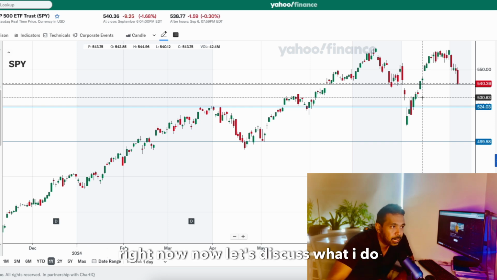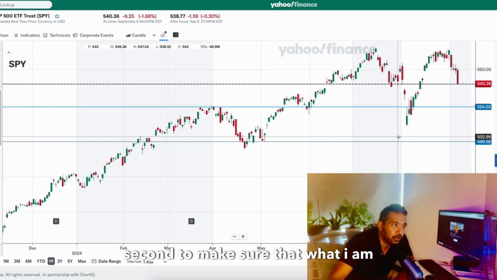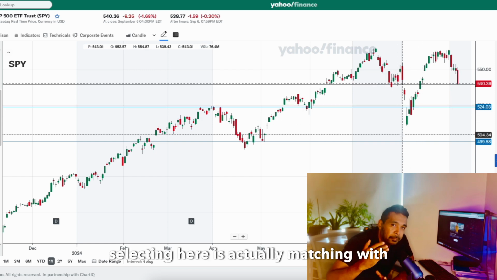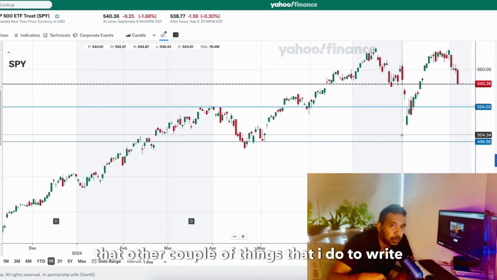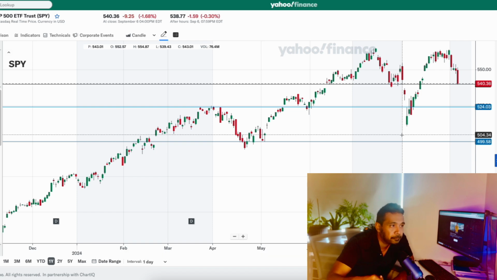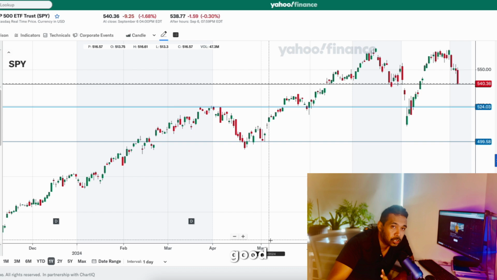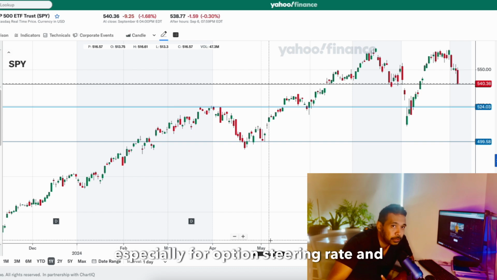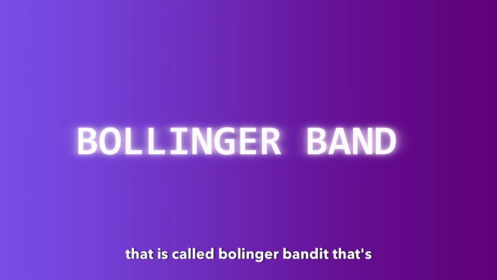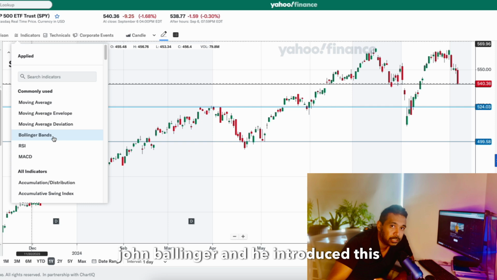The second thing, right, now let's discuss what I do second to make sure that what I am selecting here is actually matching with a couple of other things that I do too, right? So the second one is a very good technical indicator that you can use, especially for options trading, and that is called the Bollinger Band. That's invented by a guy named John Bollinger, and he introduced this indicator.